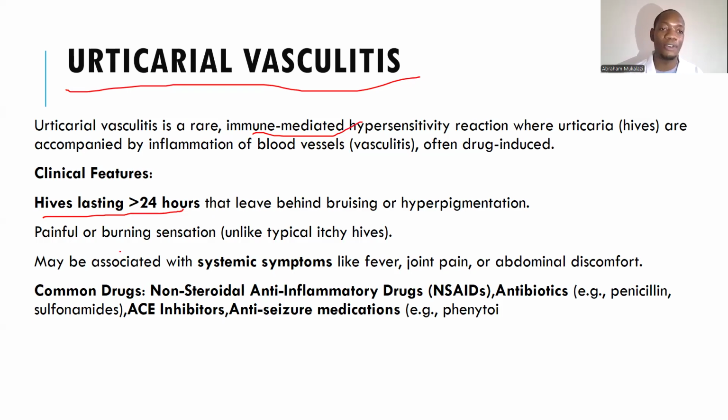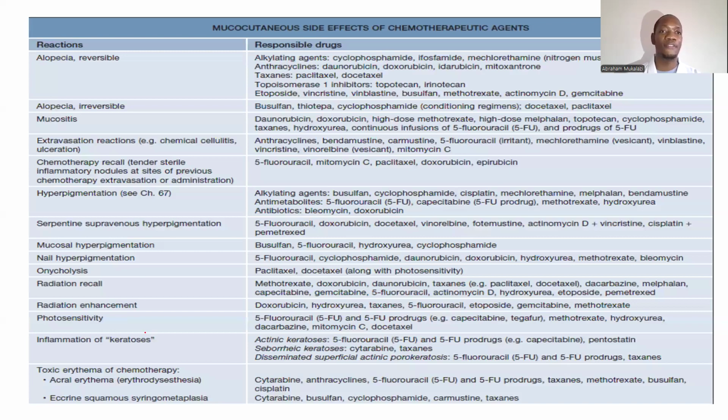So sometimes someone will present with systemic symptoms, including fever, joint pains, abdominal discomfort, and all this will be accompanying this type of drug reaction. It has been seen with NSAIDs, antibiotics like penicillin, ACE inhibitors, and anti-seizure medicines like phenytoin.